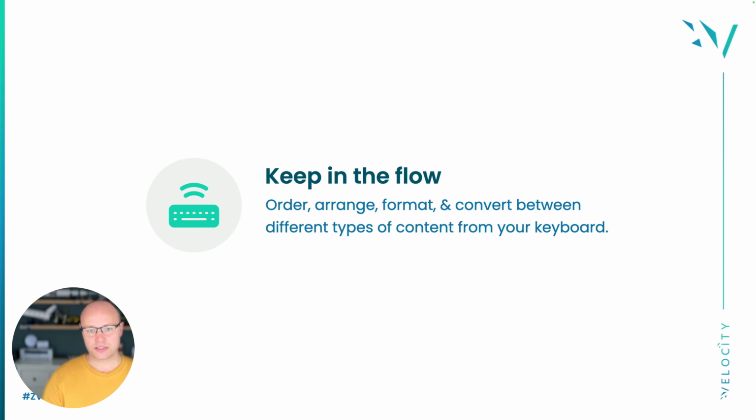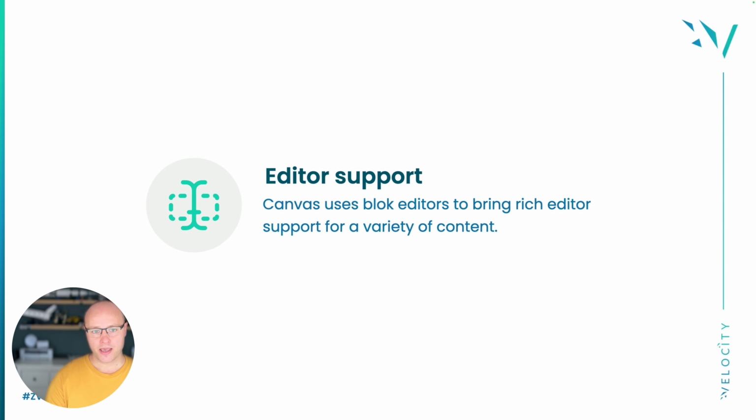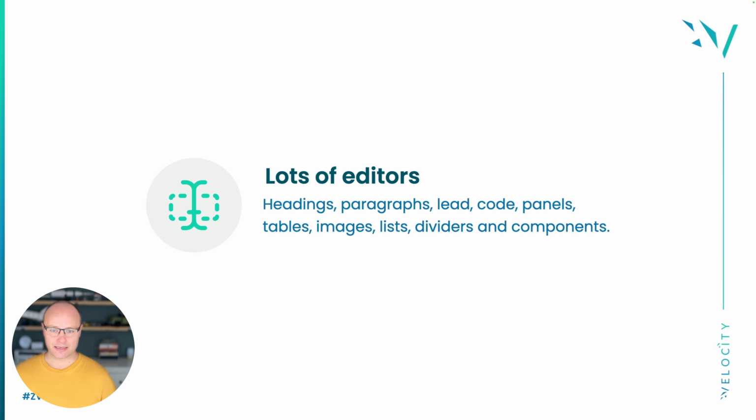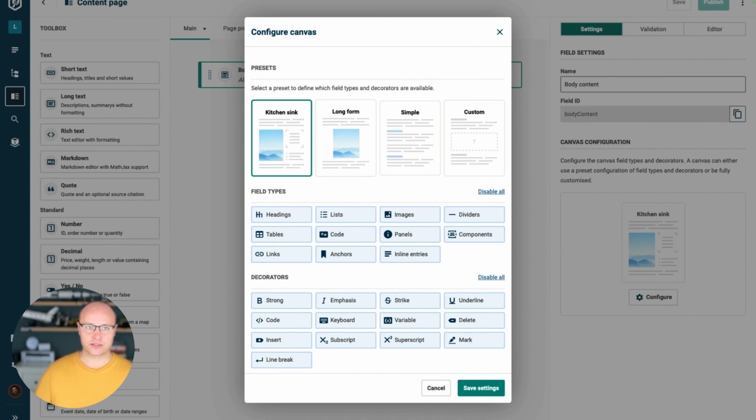As well as the input, we wanted to control how flexible the configuration of Canvas is. We want to allow you to control what types of content and types of formatting that can be applied. And we do this by supporting different types of editor within the canvas. And they can be a variety of things, including headings, paragraphs, code snippets, panels or callouts, tables, images, and even components. You can control it in the content type builder by adding a canvas field to your content type. And then you can choose the different types of field and decorators that we support.